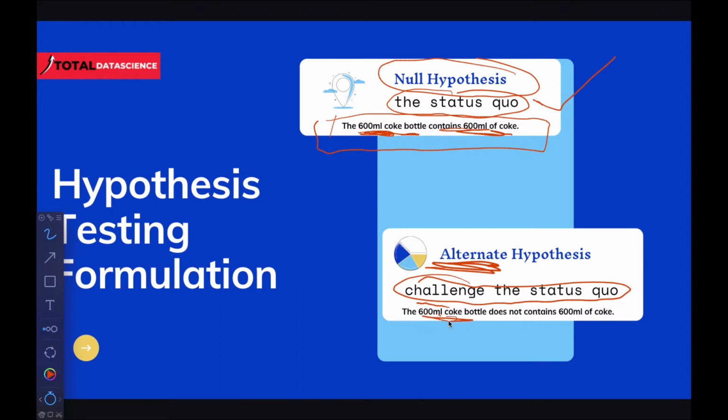Coca-Cola company is claiming that the Coke bottle contains 600 ml of Coke. It's not true, right? It does not contain 600 ml, though they've written it on the bottle. They've written 600 ml there, that the bottle contains 600 ml of Coke inside, right? We can challenge this, that the content is not actually 600 ml. We can do that. So that becomes an alternative hypothesis, right?